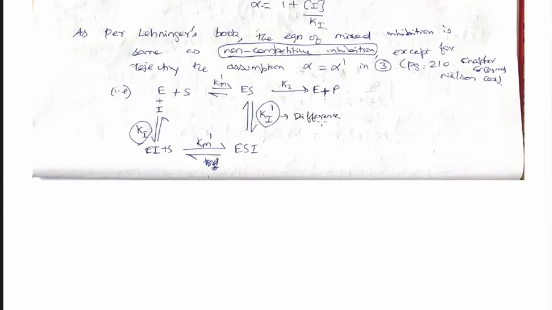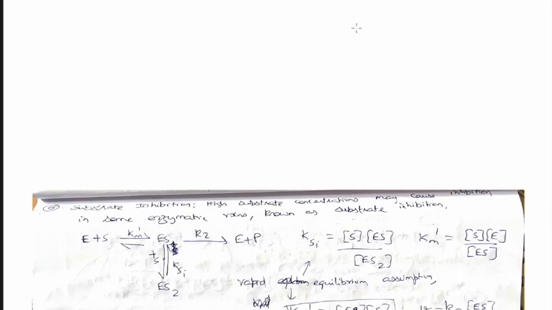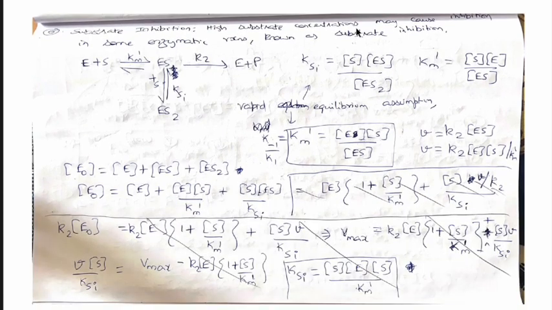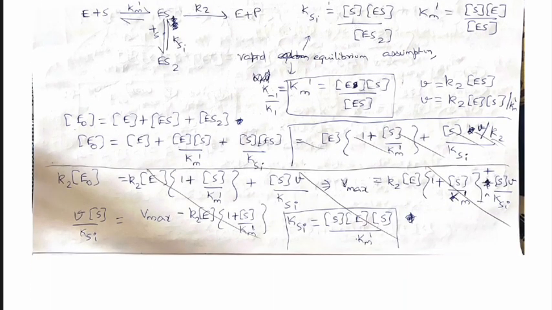This is the value: V equal to V max S by alpha Km plus alpha dash into S. So alpha dash is equal to 1 plus I by Ki dash and Ki dash is equal to Es into I by ESI. So alpha is equal to 1 plus I by Ki, which has been told before. Now substrate inhibition finally. High substrate concentrations may cause inhibition in some enzymatic reactions, known as substrate inhibition. E plus S is in equilibrium with ES, with Km dash, and that gives enzyme plus product with K2.